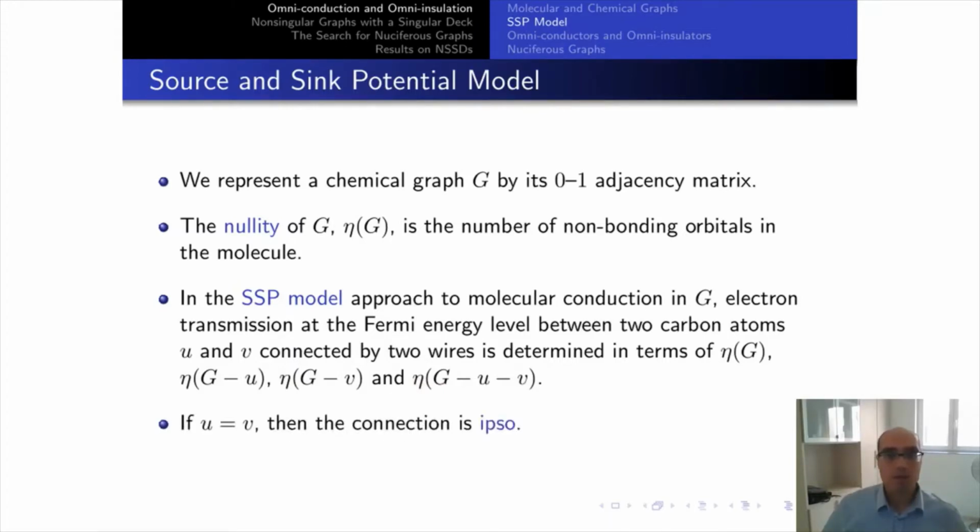When you attach the wires to the same atom, then the connection is called ipso. Now, of course, you're realizing that connecting wires to atoms is practically impossible. So that's why we use the SSP model to predict what's going to happen.